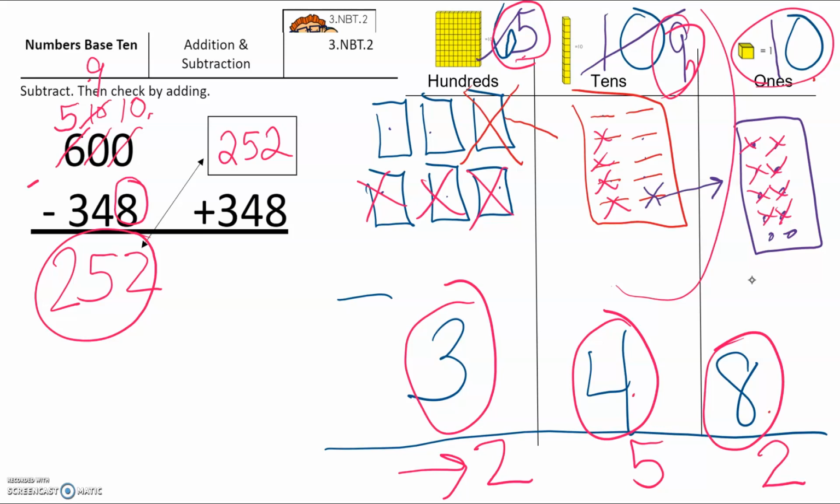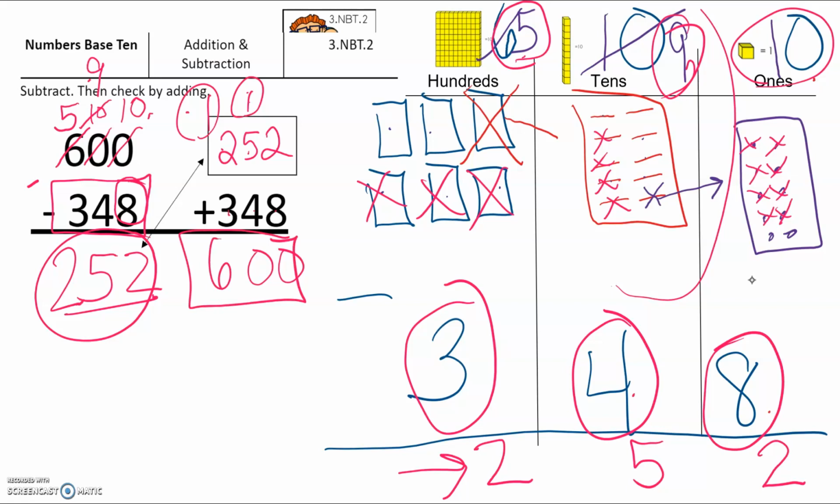A good way to double check your work is to take your part, this part here, and add it to the part you took away. So 2 plus 8 is 10. 5, 6. 6 plus 4 is 10. 3, 4, 5, 6. And we get back to our whole amount, which was our 600 that we began with.